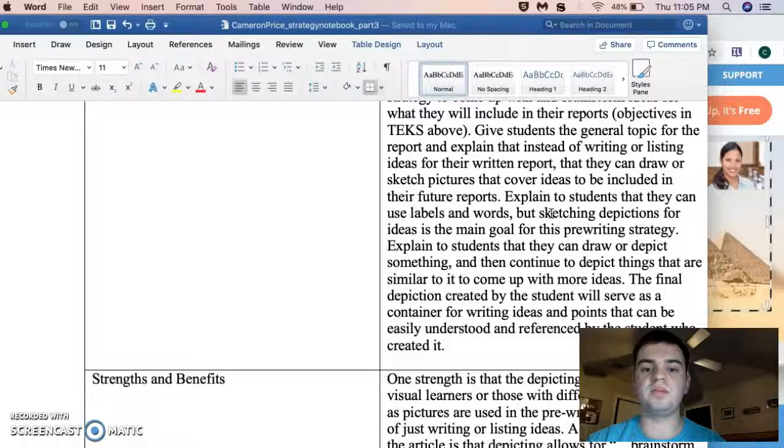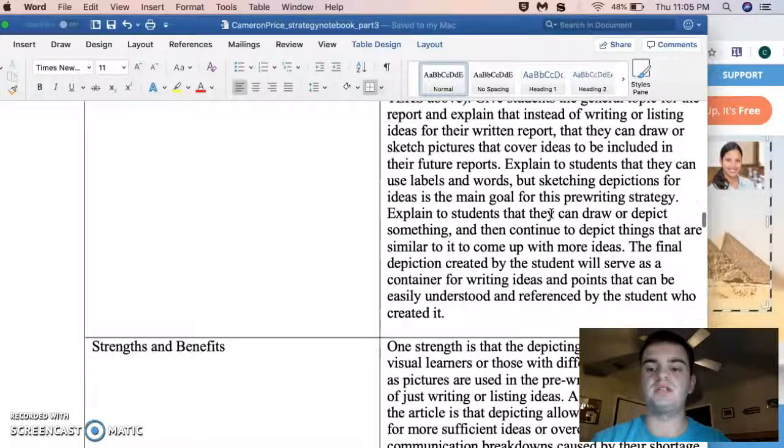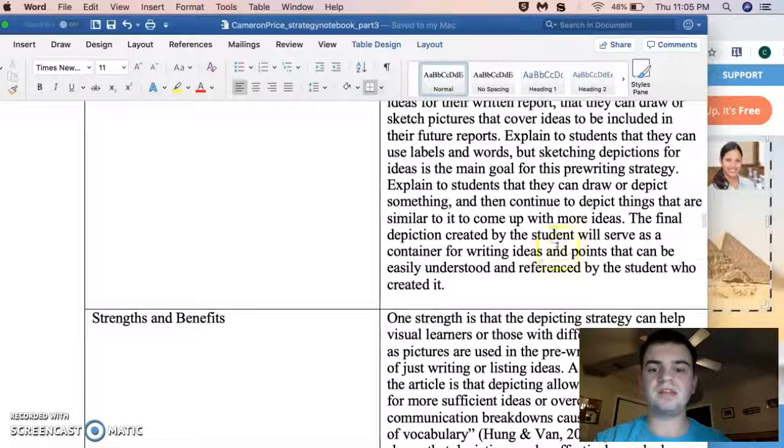So basically tell them that they can draw and sketch and they can use or not use labeling words, but sketching depictions is going to be the main idea and the main goal of the strategy. So you need to instruct students to do that. Explain to them that they can draw or depict something, and the idea is that once they draw one thing, they'll start coming up with other ideas from the original drawing and be able to draw them as well.